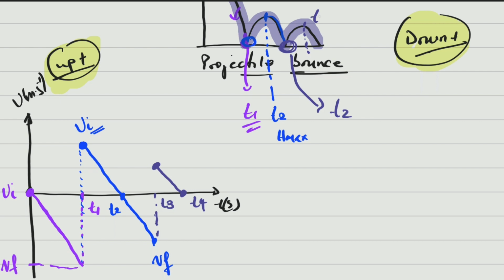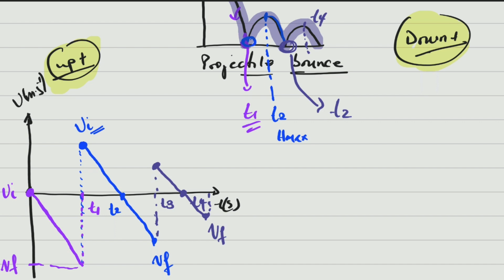Right there, this one is T4, and then the object goes all the way down until it gets to the ground once more, which would be the case. So this one here is the final velocity reaching the ground after the second bounce. Okay, so this is how this bouncing graph looks.